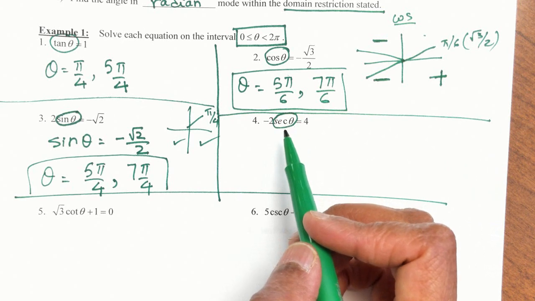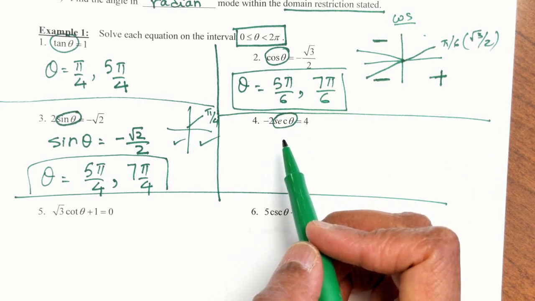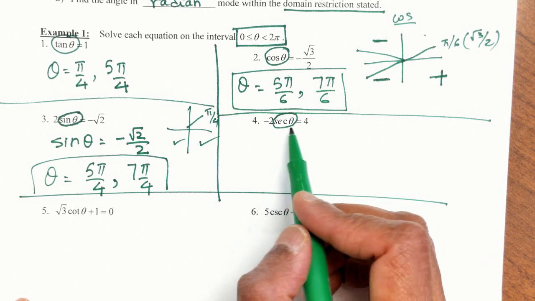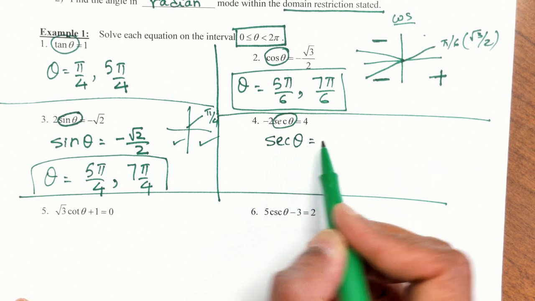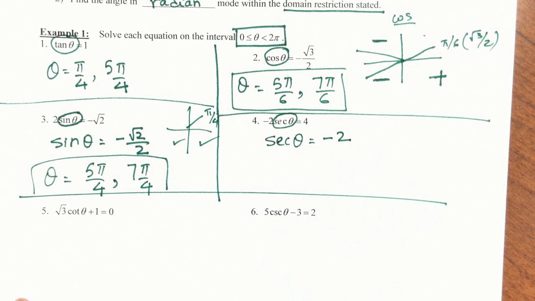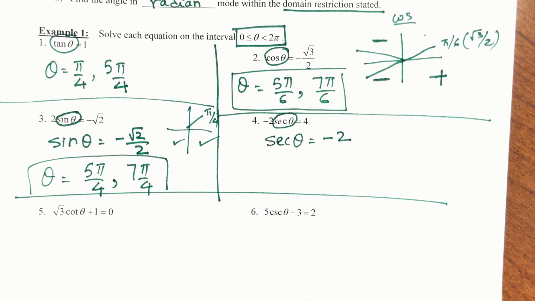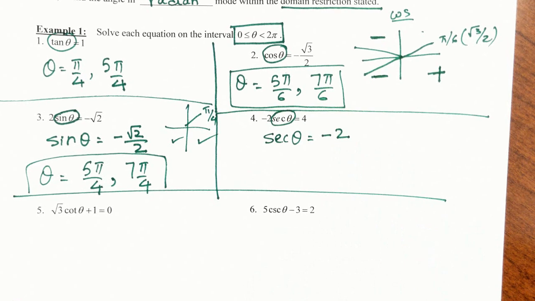Same concept, except it's secant theta. So first thing is, anyway, you have to isolate. So let's go and isolate the secant theta. There's a negative 2 there. So your first step is to remove the negative 2. 4 over negative 2 is negative 2. Everybody okay with that? Divide both sides by negative 2.